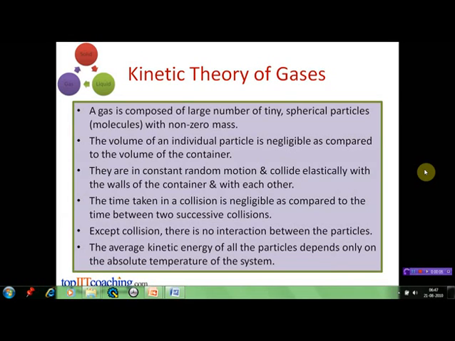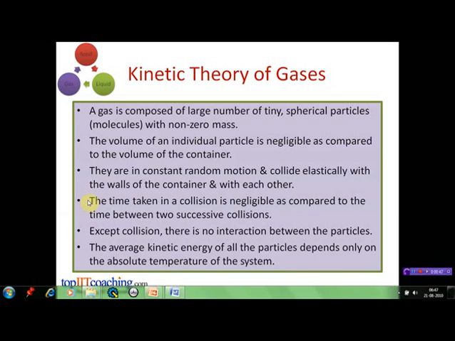Kinetic theory or the kinetic molecular theory of gas is based on the assumptions that a gas is composed of a large number of tiny spherical particles, which we know are molecules, with non-zero mass. Then the volume of an individual particle is negligible as compared to the volume of the container. That is, the average distance separating the gas particles from the walls of the container and from each other is very large. They are in constant random motion and collide elastically with the walls of the container and with each other. By elastic collision, we mean that there is no net gain or loss of kinetic energy in the collision.